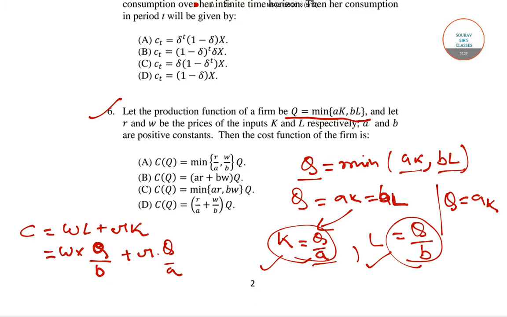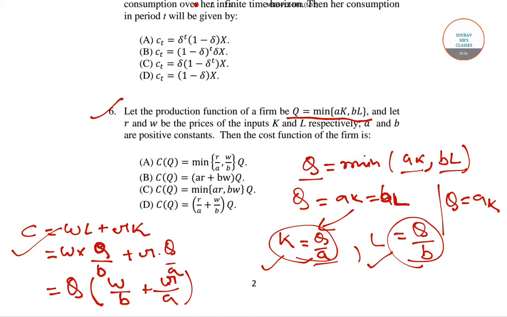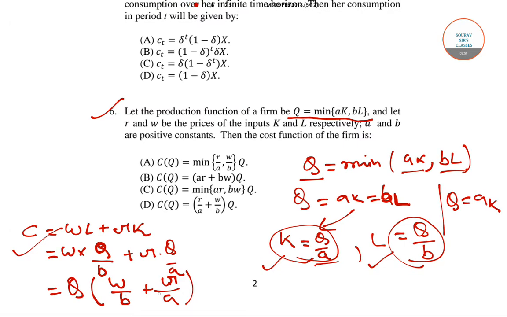So far we have come to this. Now from here we will simply take Q outside the bracket. So we'll be left with W by B plus R by A. So the cost function is equal to Q bracket W by B plus R by A. As you can see, this option, which is option D, seems to be the right answer.